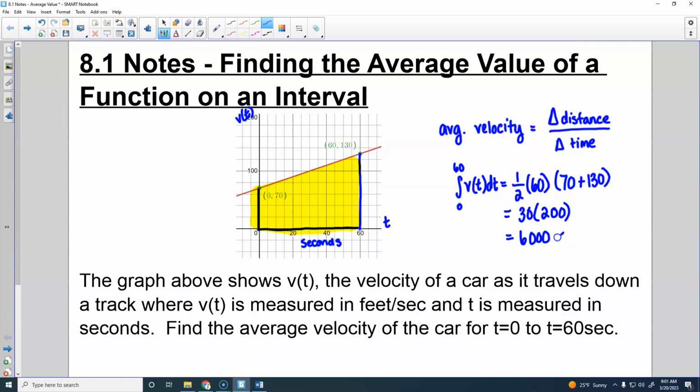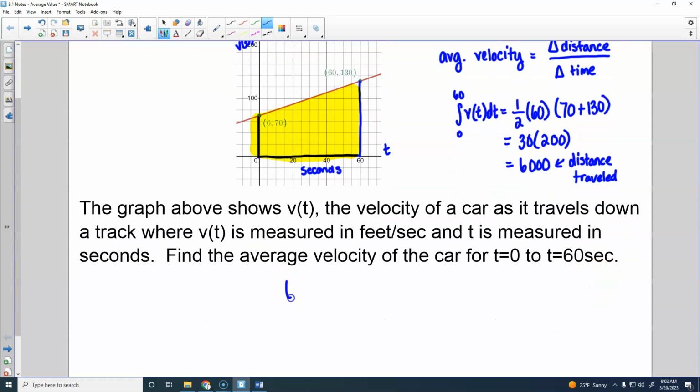Okay, this is my distance traveled during that time. So that is the distance that I have traveled. If I want to know average velocity, I'm going to take that distance and divide it by the 60, and that is going to give me 100. What are we measuring this in? Feet per second.